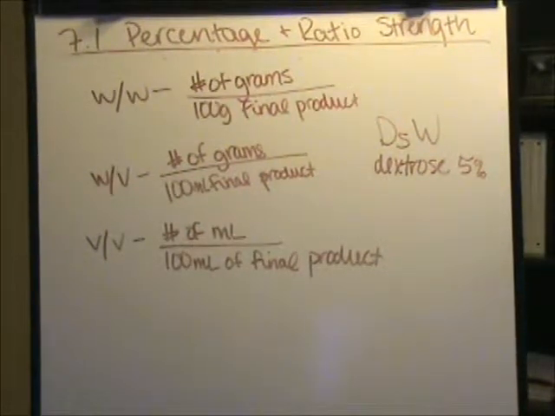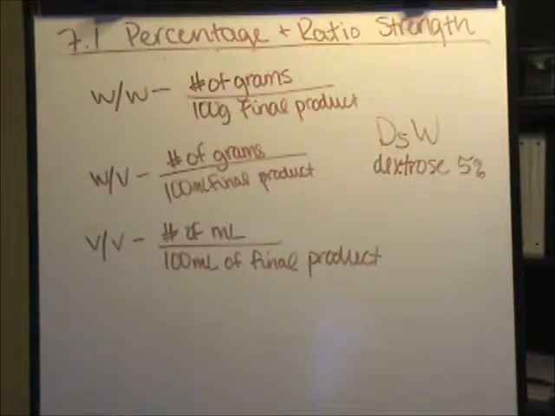Welcome to Chapter 7, Section 7.1. We're going to discuss percentage and ratio strength. As we discussed in Chapter 6, the concentration of one substance dissolved in another substance may be expressed as either a percentage or a ratio strength, and how the concentration of the solute in the solvent is expressed as a percentage strength also depends on which is a solid and which is a liquid.